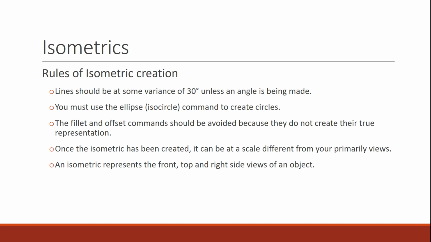But I will create it originally as a 1-to-1 scale of my representation of my drawing. And then once I add it to my drawing, I'll tend to scale it down. So for what we're going to do, we're going to create them at full scale, and we're not going to worry about scaling them down. So we're just going to learn how to create an isometric. Okay? And lastly, the isometric is a representation of the front, top, and right side view, which I showed you in an earlier example.